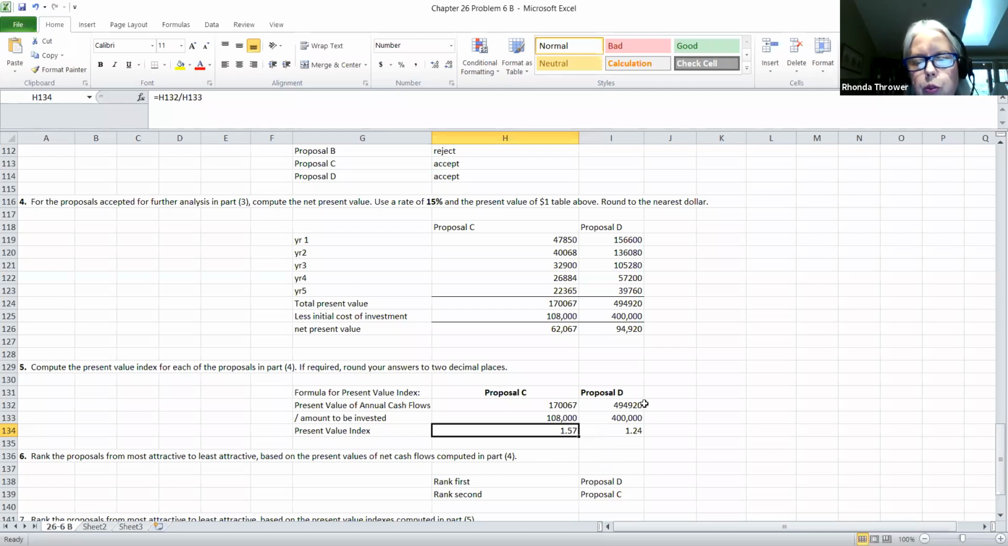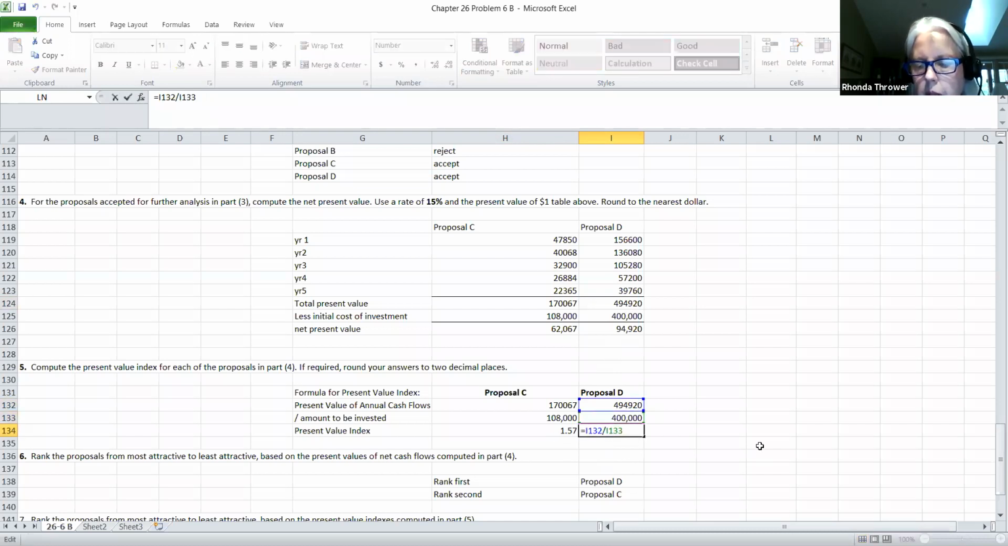For proposal D, we do exactly the same thing. We take our present value, which was $494,920 that we calculated above, and we divide it by the cost of the investment. And that will give you the present value index, which is 1.24.